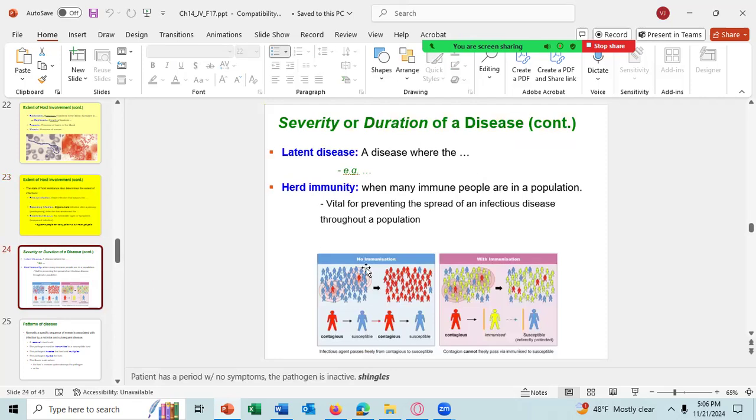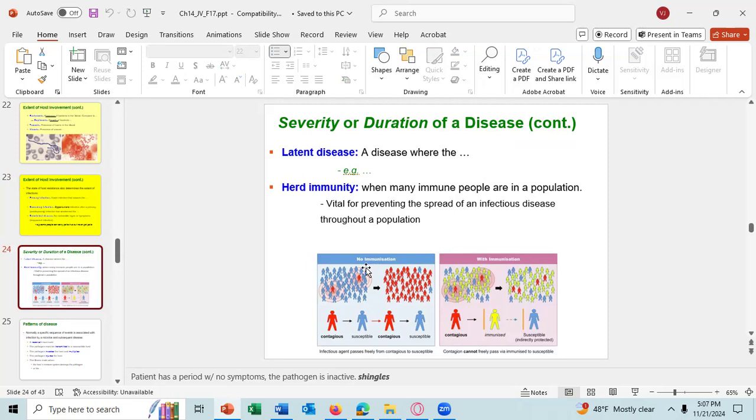A latent disease is a disease where the disease-carrying organism goes latent and does not cause disease. So the patient will have no symptoms. The pathogen is inactive, not causing disease. It may be just sitting out.